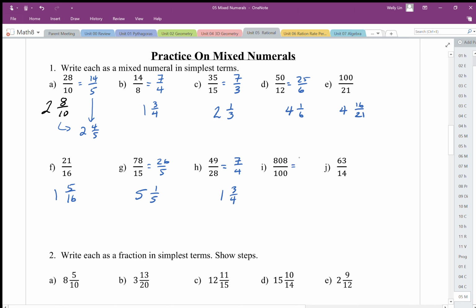Here it looks like we can divide by 4, so we get 202. And then we can see that 25 fits into 200 8 times, and then we're going to have 2 25ths left over. This one we can see that 63 and 14 share a common factor of 7, so I'm going to divide by 7 on top and bottom. Here I end up with 9 over 2. Okay, 9 over 2 simplifies into 4 with 1/2 left over.